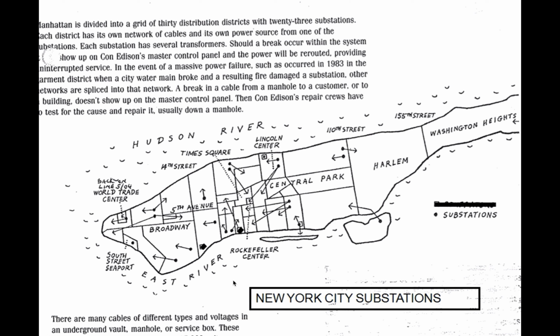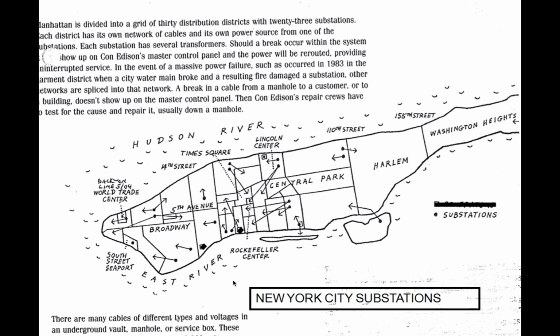All right, so Manhattan is unique, and it's very similar to just about any other municipality in that it's divided up. There are different distribution districts. Manhattan has about 23 substations, and it services all the different districts, and each district has its own network of cables.